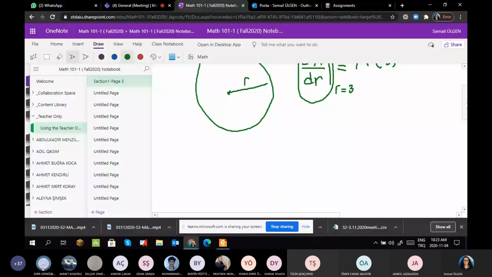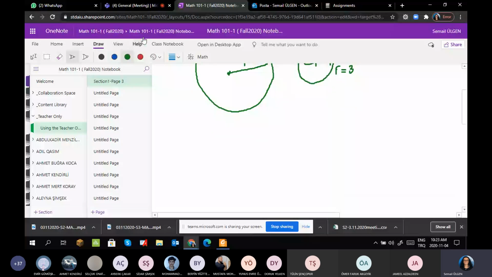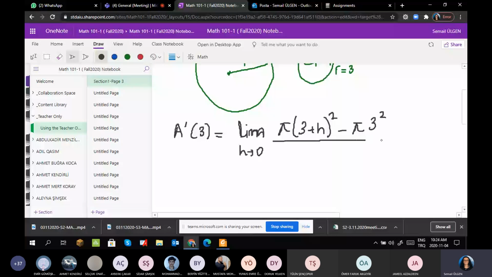Okay, so I'm going to do that. A prime at 3 is going to be equal to the limit as h goes to 0 of pi times (3 plus h) squared minus pi times 3 squared, over h. And I'm going to do the simplification. The pi's are the same, so I can take the pi's out. I factored it out, and I have a difference of two squares: 3 plus h minus 3, and 3 plus h plus 3, over h.